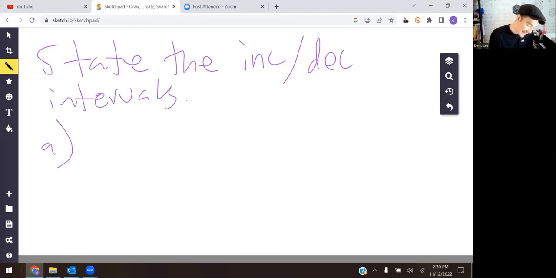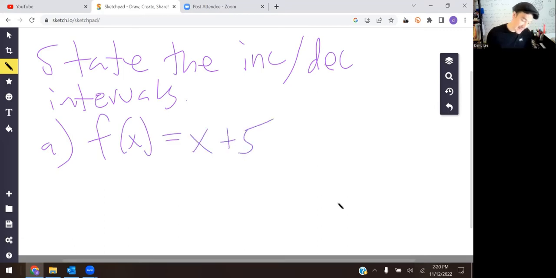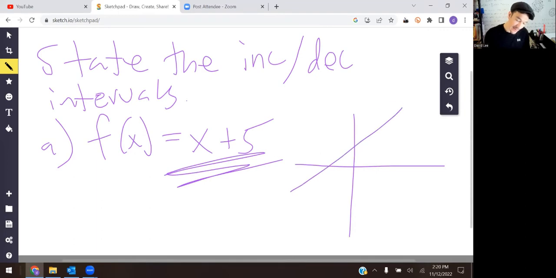Let's say for part A, you have f of x equals, let's say x plus 5. Look, you don't need calculus for this. What does the graph of x plus 5 look like? X plus 5 looks like this. It is a line with a positive slope. This line with the positive slope is always going up. It is never going down. It is always increasing.